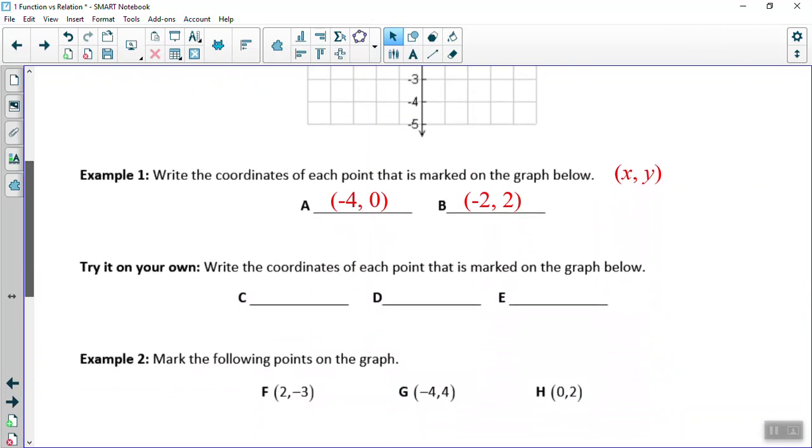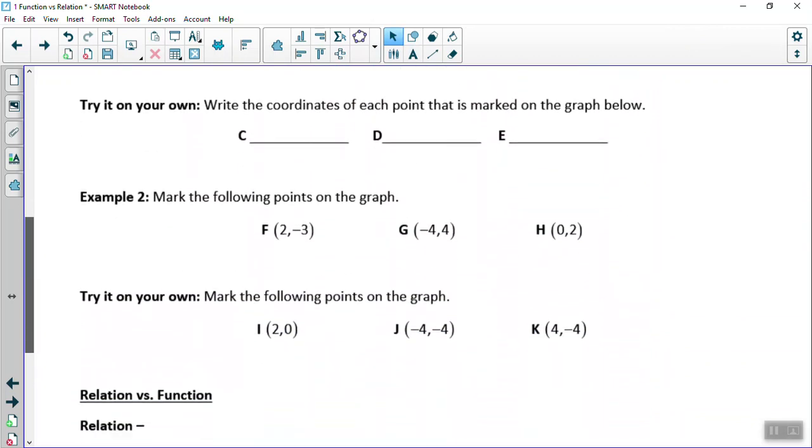So now I want you to try on your own. Write the coordinates of each of the points that is marked on the graph below. Go ahead and pause the video now. Alright, let's take a look at our next example. We're going to mark the following points on the graph.